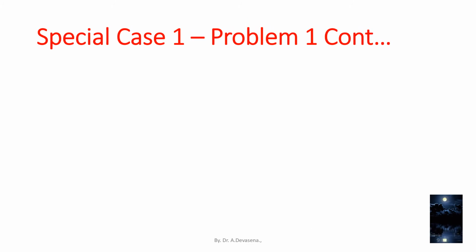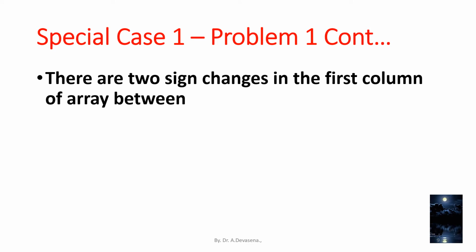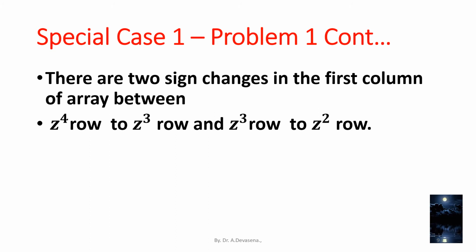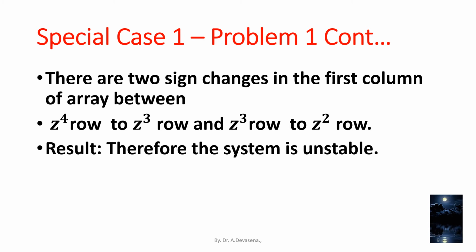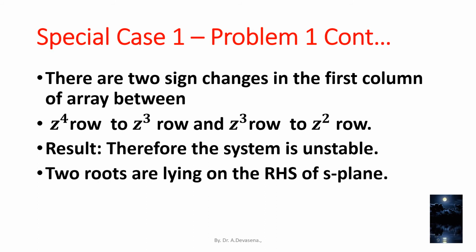There are two sign changes in the first column of the Routh's array, between the z power 4 row to z cube row and z cube row to z square row. Result: therefore, the system is unstable. Two roots are lying on the RHS of the S plane.